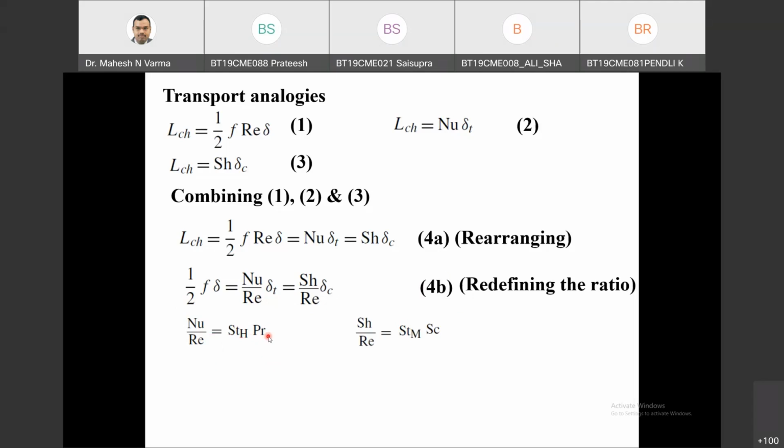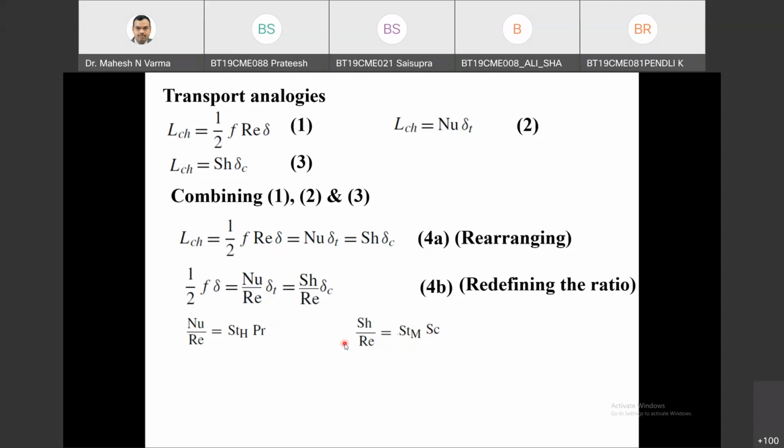You go back maybe 3-4 classes before this. At one point we discussed how Nusselt number equals Stanton number times Prandtl number divided by Reynolds number, or Nusselt number divided by Reynolds number equals Stanton number times Prandtl number. Similarly, Sherwood number divided by Reynolds number equals Stanton number for mass transfer times Schmidt number.